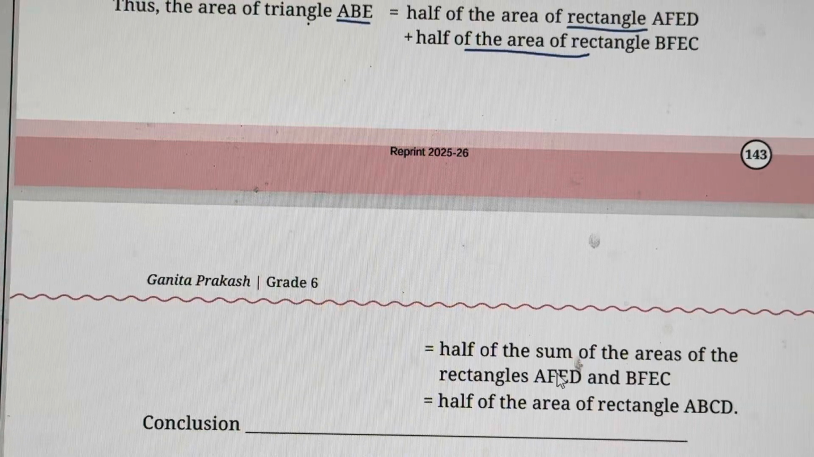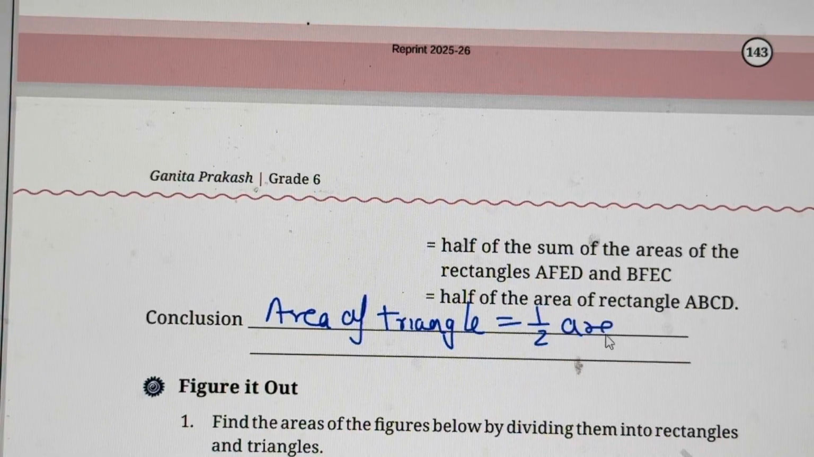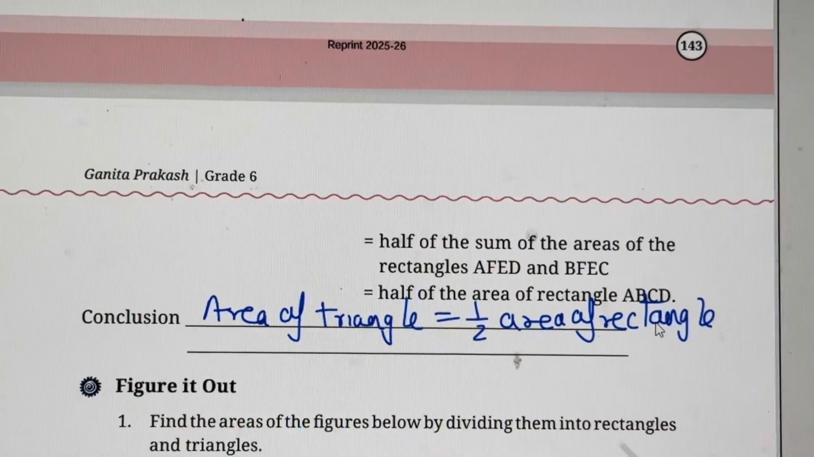Right? So what do we conclude from this? We conclude that the area of a triangle is half the area of a rectangle, any rectangle. But the triangle should be drawn across, that is diagonally, right?